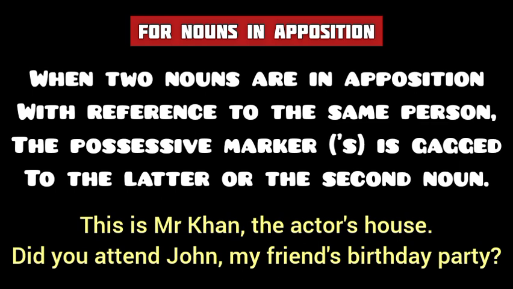When two nouns are in apposition in a sentence, they refer to the same person. So the apostrophe s is added to the second noun or the noun in apposition. This is Mr. Khan, the actor's house. Here the noun actor is in apposition to the proper noun Mr. Khan, referring to the same person. So the possessive s is added to the noun in apposition, the actor. Similarly, did you attend John, my friend's party? Here also the noun in apposition, my friend, has the possessive s and not John.